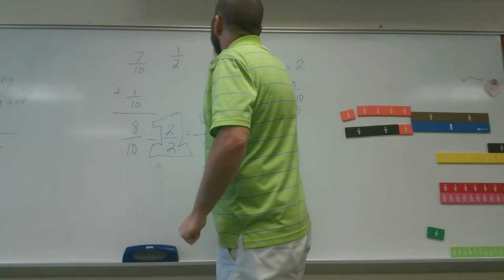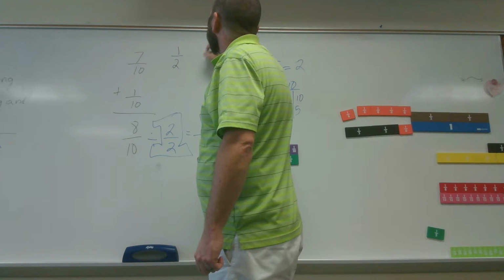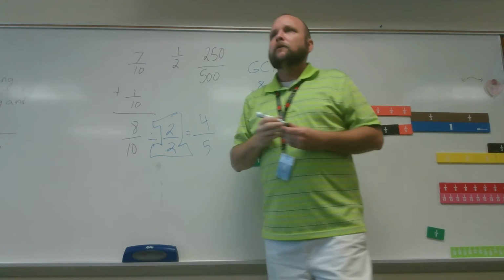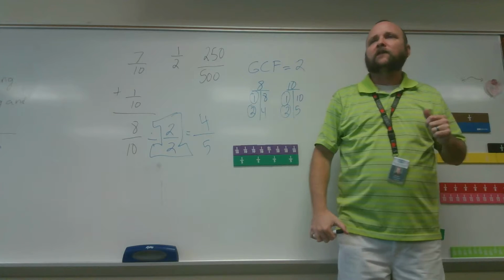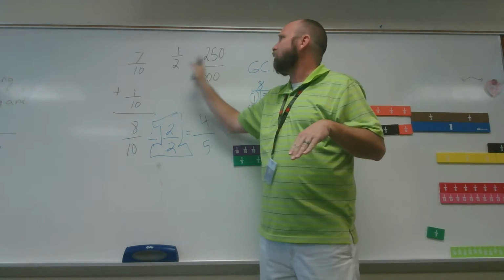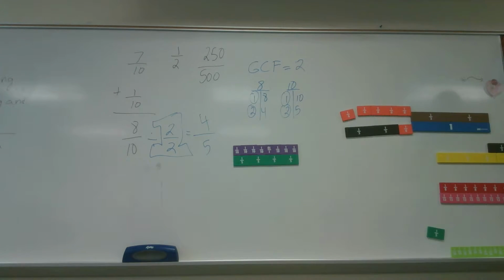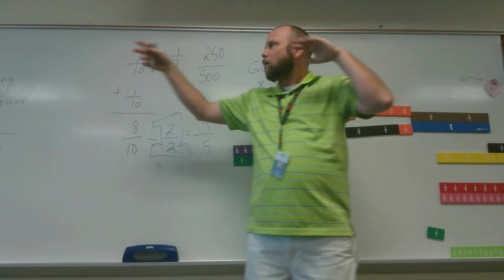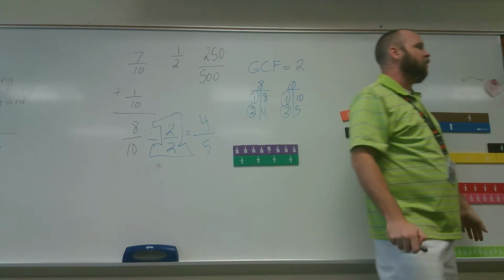But what if I told you to visualize a pizza cut into 500 pieces and you ate 250 of them? That's harder to picture, isn't it? But these are the same value: 1/2 and 250 over 500. Those are the same value. But if I simplify that down, it makes it a lot easier for me to understand.